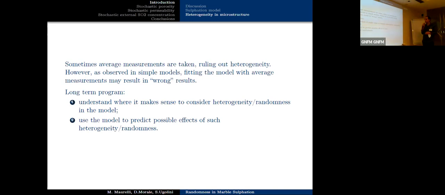Anyway, our program is, first of all, to understand where it makes sense to consider heterogeneity and then randomness within the model. This will be most of our talk, because, again, we started only a few months ago. Then we would also like to use the model, with such random data or heterogeneity, to predict the possible effect, to understand if and where randomness plays a role. So let's start with the first proposal of randomness.